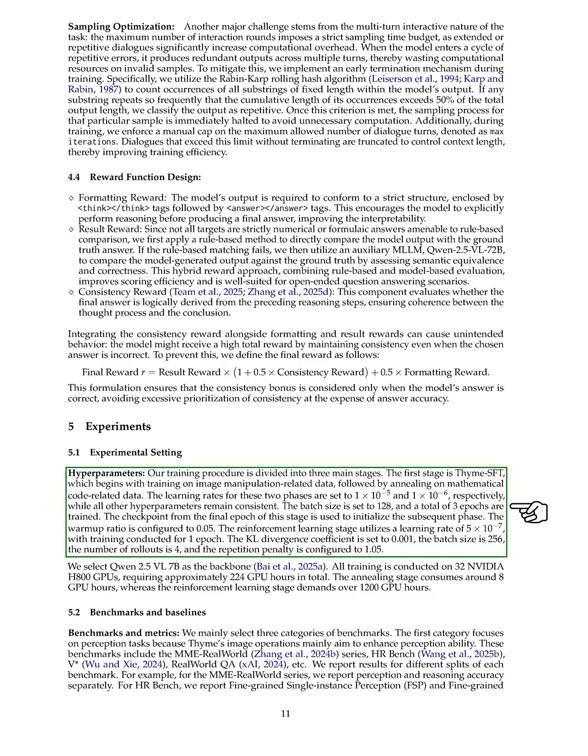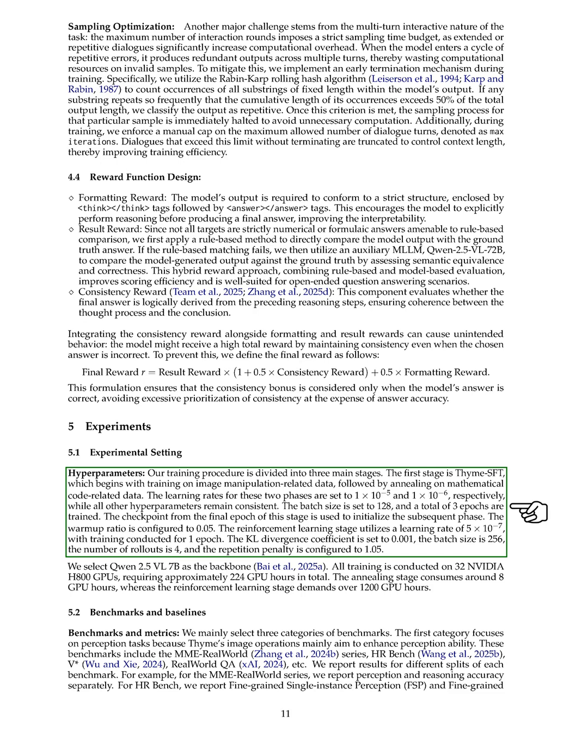Our training is divided into 3 stages. The first stage, Thyme SFT, starts with training on image manipulation data, followed by mathematical code data. We set learning rates for these phases to 1 × 10^-5 and 1 × 10^-6, respectively, while keeping other hyperparameters consistent. The batch size is 128, and we train for 3 epochs, using the final epoch's checkpoint to start the next phase. The warm-up ratio is set to 0.05.